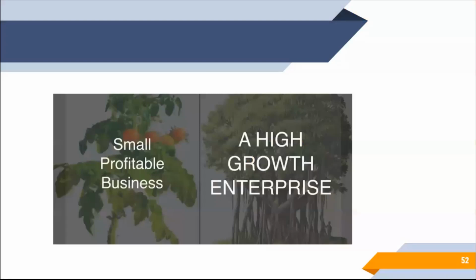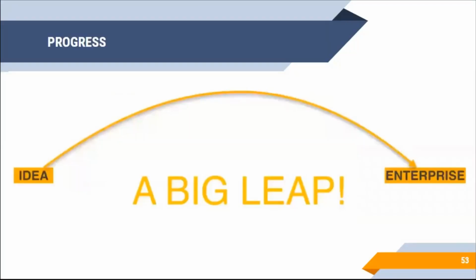So on the left hand side, you can see a small profitable business, and on the right hand side, you can see a high growth enterprise. Starting a startup is like a tomato plant. It requires 2 or 3 months to grow a tomato plant. But the other side is a huge banyan tree. It requires 2-3 decades to grow a banyan tree like this. Likewise, a startup you can do within 2 to 3 months, but to become an enterprise, it needs decades. So how to progress from a small startup to an enterprise? It is a big leap, right?